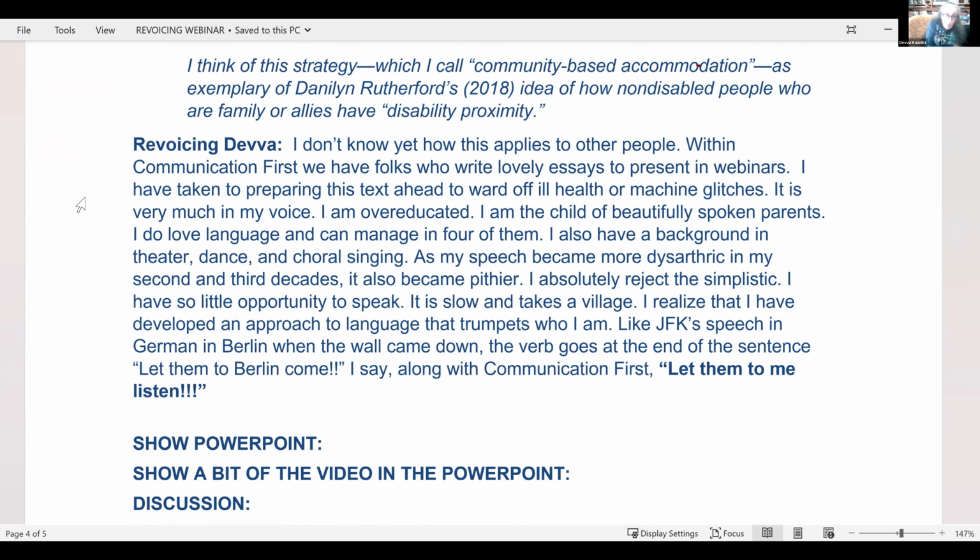I am overeducated. I am the child of beautifully spoken parents. I do love language and can manage in 4 of them. I also have a background in theater, dance, and choral singing. As my speech became more dysarthric in my 2nd and 3rd decades, it also became pithier. I absolutely reject the simplistic.